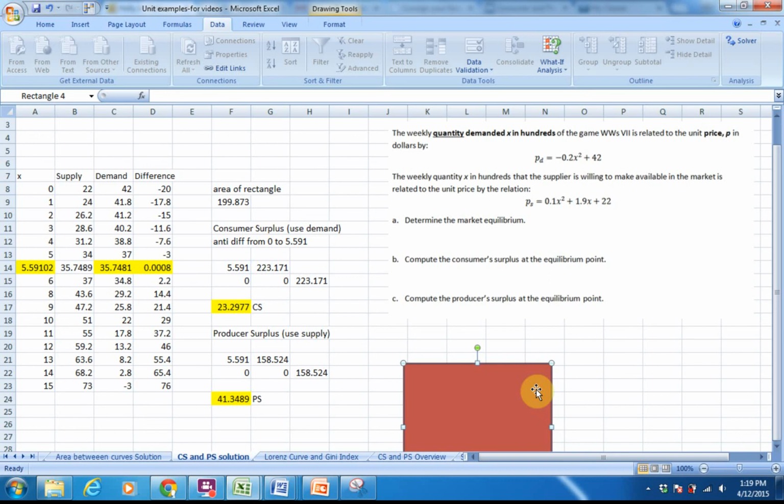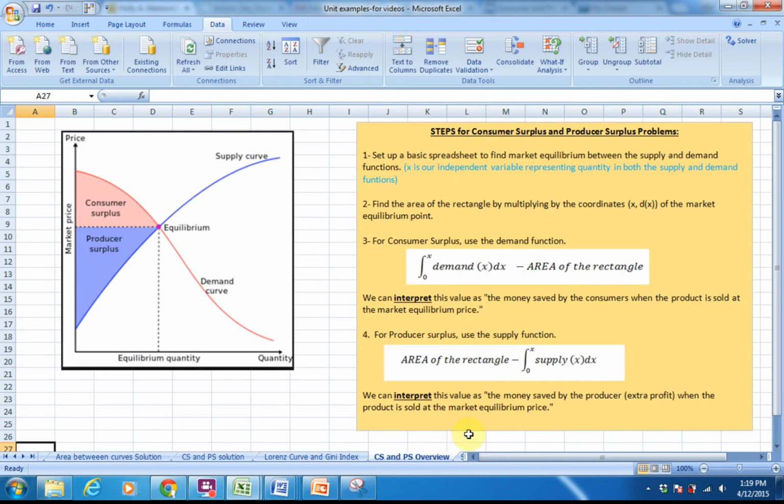I'd love for you to take those two values and really discuss what the meaning is. You can go back to the overview, and in the overview you can see that we can interpret the consumer surplus value as the money saved by the consumers when the product is sold at the market equilibrium price. So that value that we just got represents money that was saved. And the same thing with producer surplus. It's the money that was saved by the producer, or extra profit, so to speak.